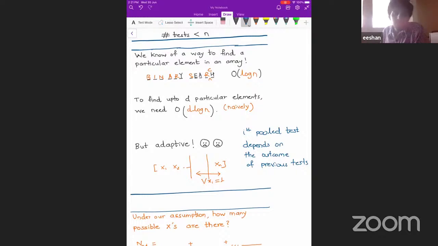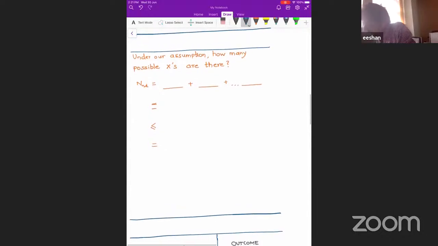So we want something which is non-adaptive. And before I come to exactly how a non-adaptive test looks, we have to cover something. So you just think about this simple problem, that what did I tell you, right? So let's just try to solve this thing.